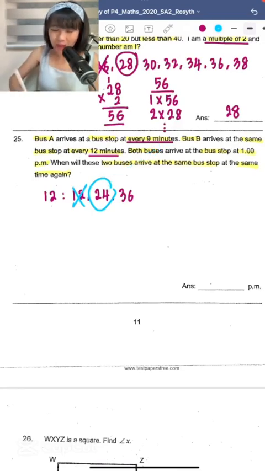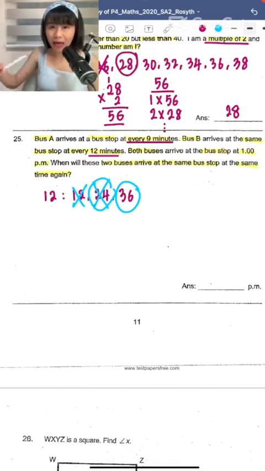So that means the bus is never going to reach at the 24th minute for bus A as well. Now, 36, is this a multiple of 9? Then you realize, yes, because 9 times 4, right? Every 9 minutes, 9, 9, 9, 9. The fourth time the 9 minute occurs is the 36th minute. And that's when bus A will arrive. Bus B will also arrive, right? So we know it's at the 36th minute.